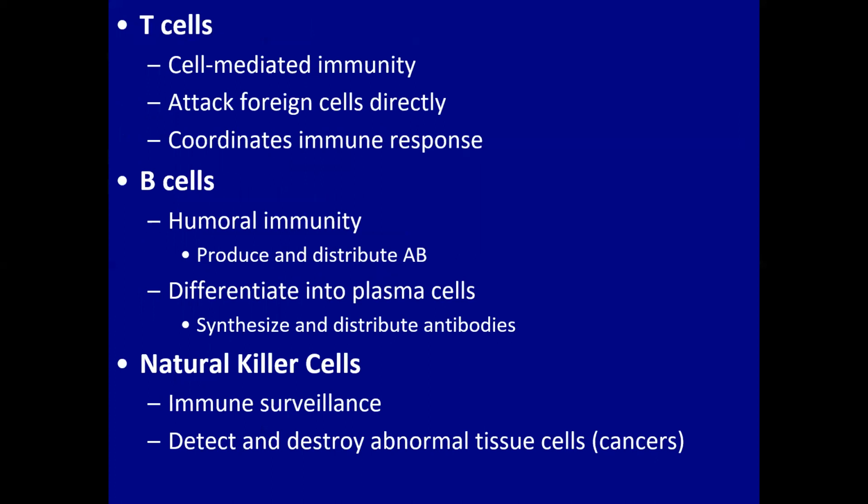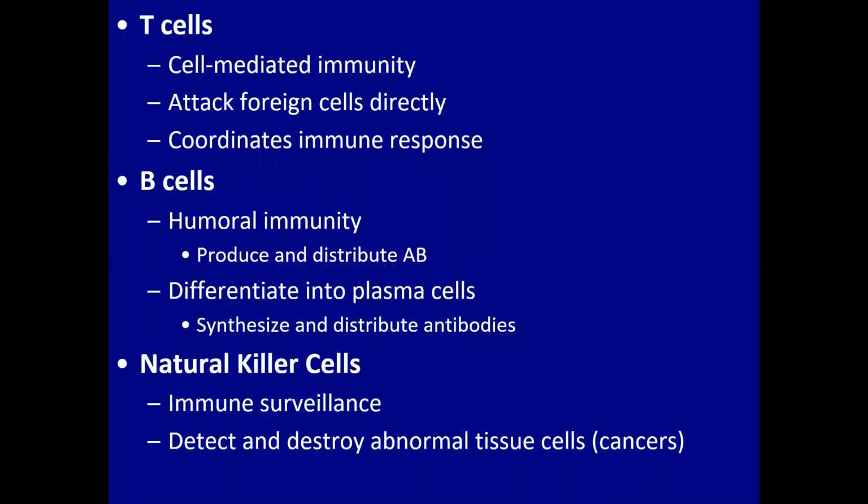T cells mean that we have cell-mediated immunity. This is a direct attack on foreign cells. Also, there's coordination of the entire immune response. B cells means humoral. So the word humoral comes from the word humors, and the fluids in our body used to be called humors. And humoral in this sense means that they run through the entire body. So the job of B cells is to not just produce, but also to distribute antibodies. The B cells will differentiate into plasma cells. Again, that's making and distributing the antibodies.